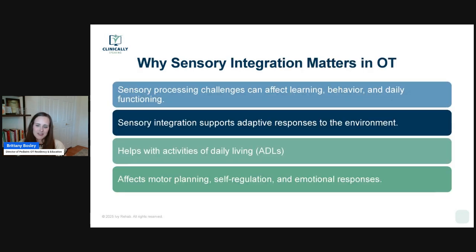So why does sensory integration matter in OT? As I've stated, sensory integration is essential for the development of functional skills necessary for everyday life activities. So as OTs, we often talk a lot about activities of daily living. And so those are your basic activities that you have to do every single day to maintain daily life. So that's bathing, grooming, dressing, toileting, and eating.